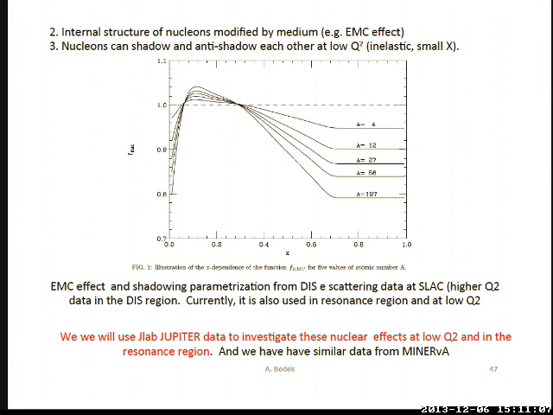And it's not as easy. The other EMC effect was trivial. You took deuterium, you took iron, divided. That's it. Okay, correct for isoscalars. Here you have these resonances. So you have to take the deuterium and you have to smear it to have the iron Fermi motion, and then take the iron and take the ratio. So it's a little more complicated.